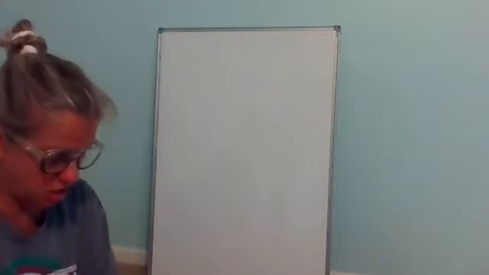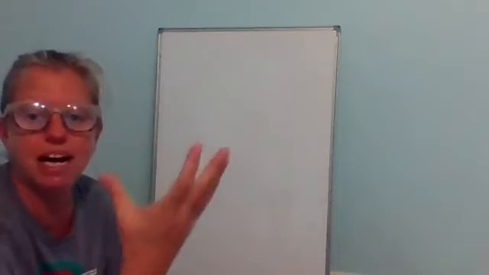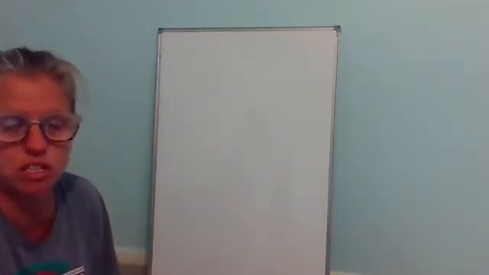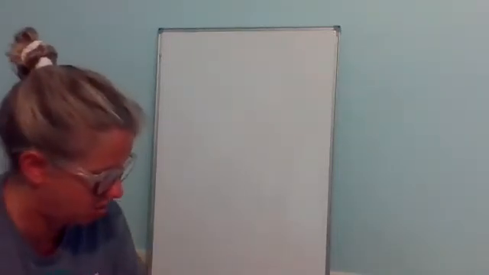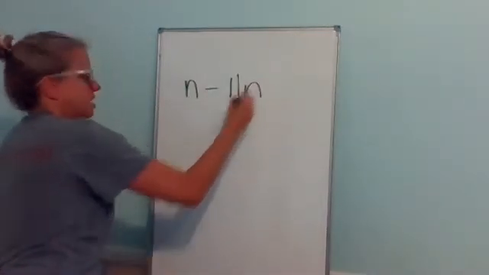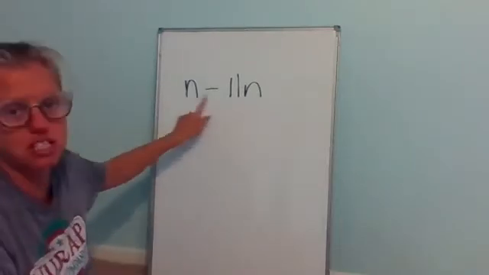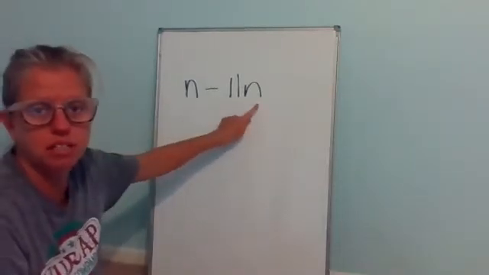Okay, so now what we're going to do is look at some terms and we're going to simplify by forming an equivalent expression by combining like terms. So this should go along with the handout that was sent to you. My first one is n minus 11n. Okay, so first of all, we notice that these are like terms.